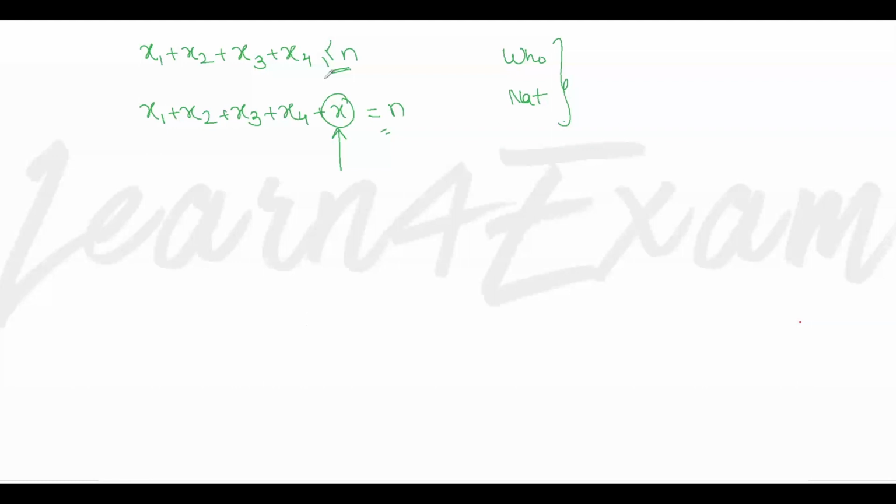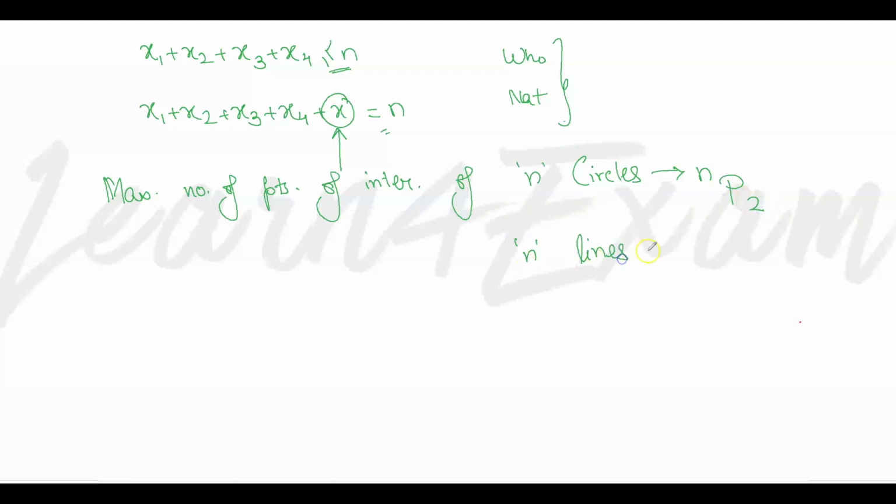Now, the maximum number of points of intersection of n circles is given by the formula nP2, and the maximum number of points of intersection of n lines is given by the formula nC2. This is also something that I want you people to keep in mind.